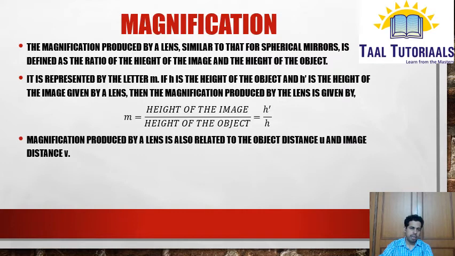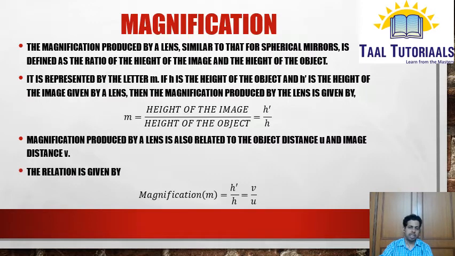Magnification produced by a lens is also related to the object distance u and image distance v, which we already studied in the case of mirrors. For mirrors, magnification m is equal to h dash by h is equal to minus v by u, but for lenses, m is equal to h dash by h is equal to v by u. So there you get minus, here you don't get minus. That is how you can remember the formula for magnification of mirrors and lenses. For mirrors it is minus v by u. For lenses, whether concave or convex, it is v by u.